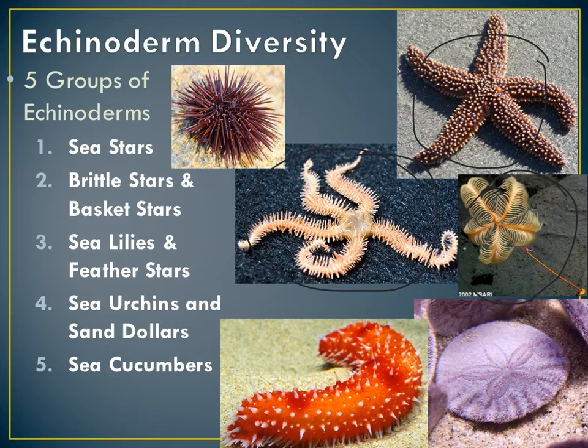You can still see the 5-part radial symmetry on it. Then we have sea urchins, which are here, and sand dollars, which is here. And last but not least, we have the sea cucumber. Each of these are really unique and really fascinating.